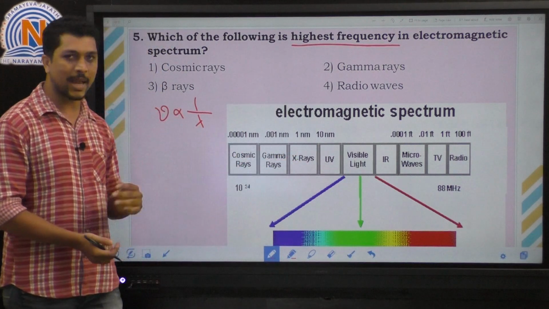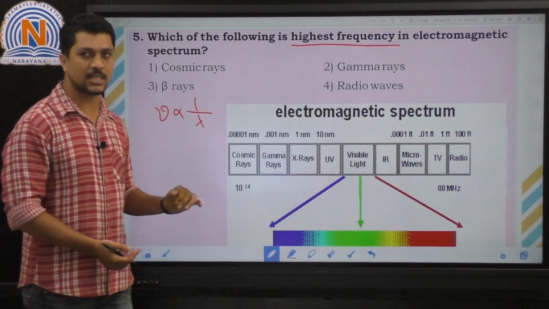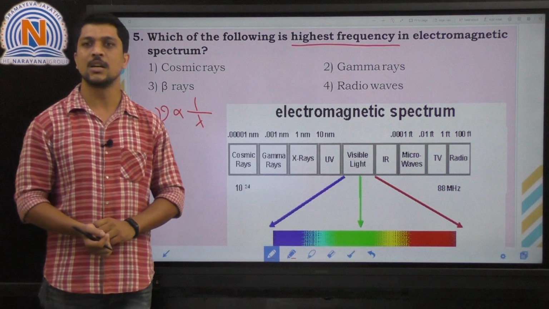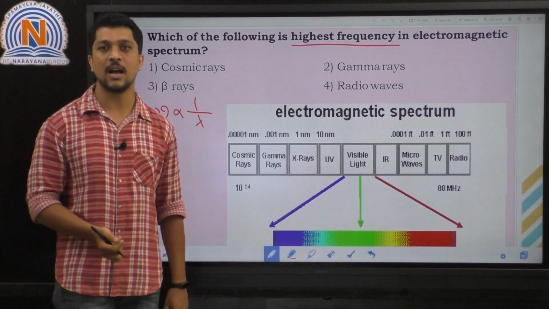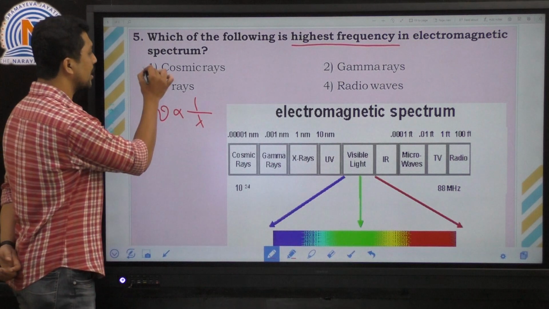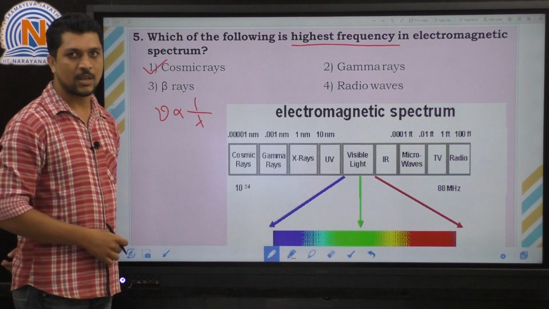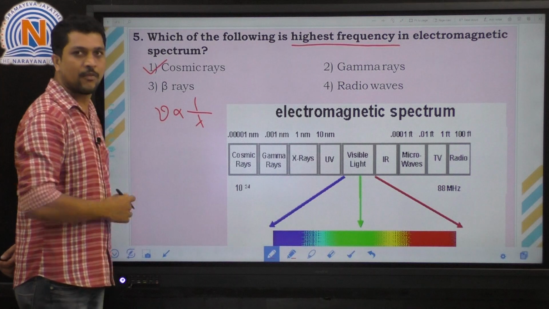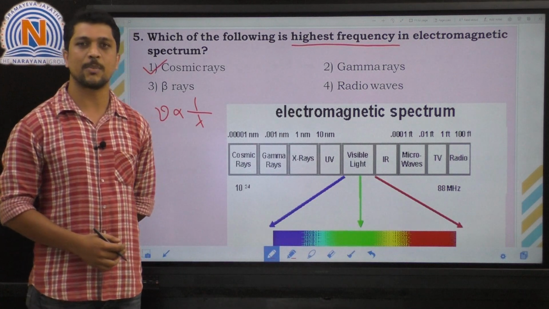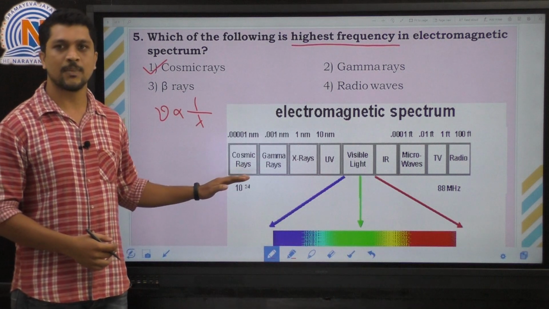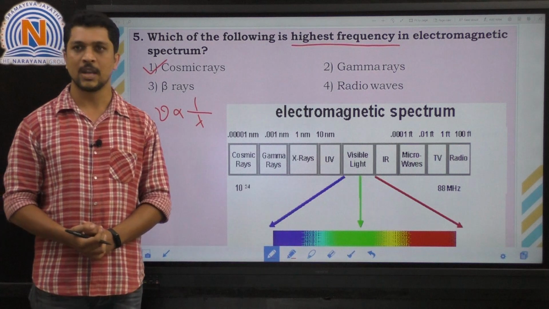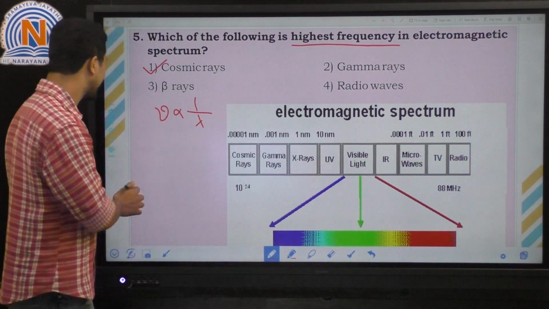So in this electromagnetic spectrum, cosmic rays are present at the lowest wavelength. Those have the highest frequency. So the correct option is cosmic rays, the first option. According to this relation, frequency is inversely proportional to wavelength. So cosmic rays are present at the lowest wavelength, and that has the highest frequency. Clear? Let's move on to the next question.